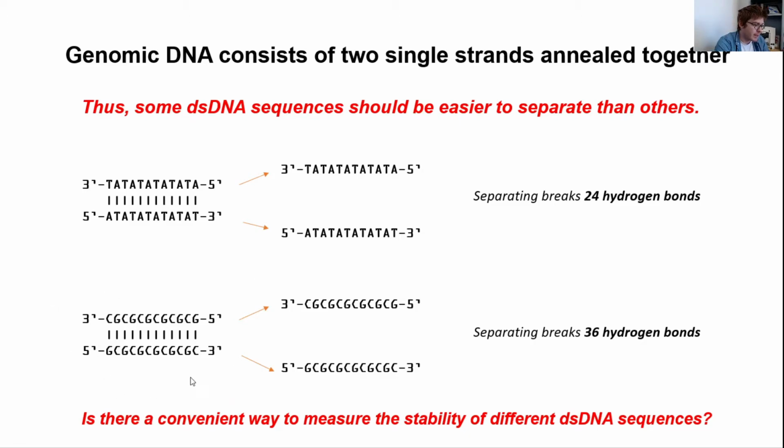However, if instead we had a sequence made up of largely C's and G's, these 12 CG base pairs are going to give us 36 hydrogen bonds. And so to separate those 2 strands from another requires breaking 12 more hydrogen bonds, and it's going to be a lot harder to do so, and we're going to need more energy to do that. So, we can describe it in terms of the number of hydrogen bonds, but is there a more convenient way to describe the stability of these different double-stranded DNA sequences?